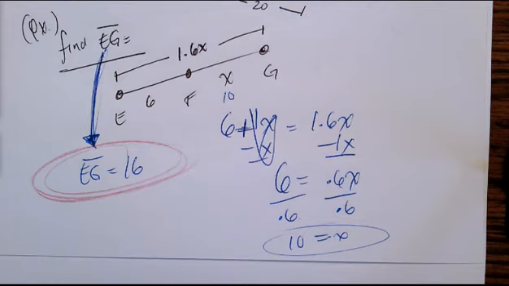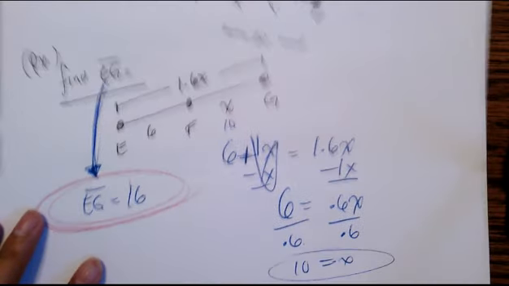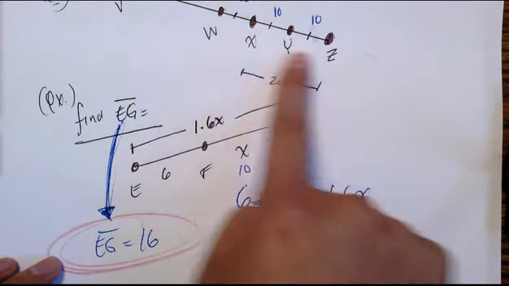Anyways, so that's some segment addition for you guys. Threw in some algebra, threw in some denoting. Remember those little marks? They mean they're congruent. So EG is 6 and 10, that's 10 right there.